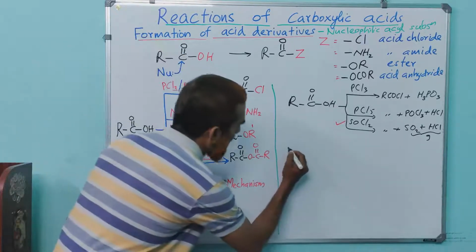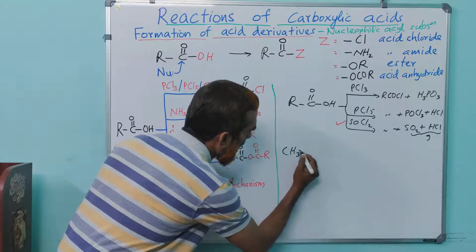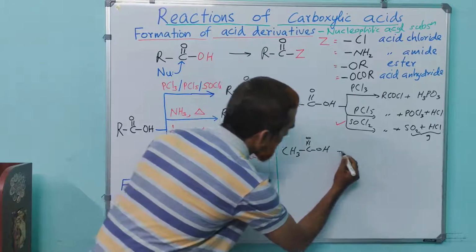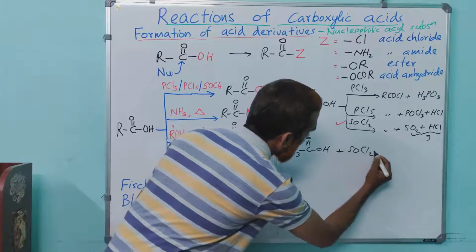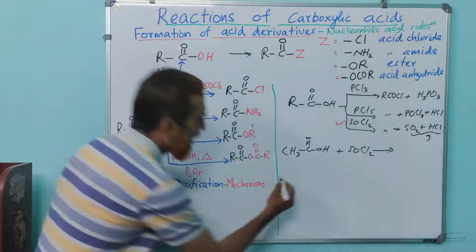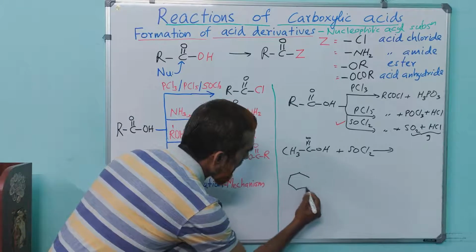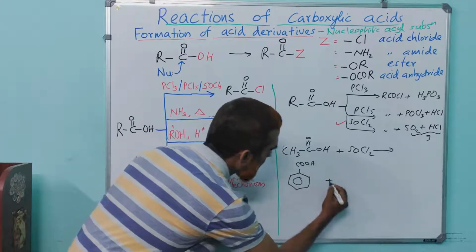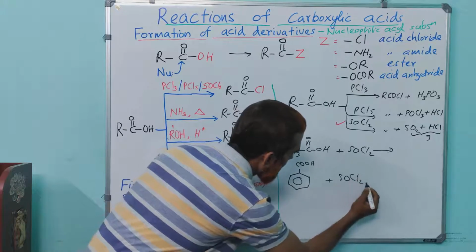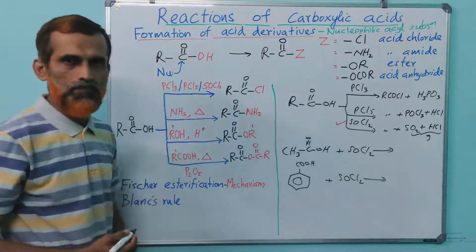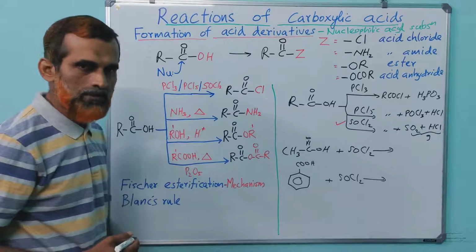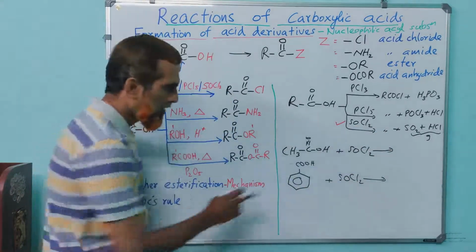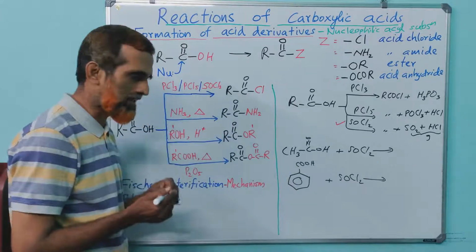Taking a specific example, you try to write the product of this. Acetic acid is treated with thionyl chloride, write the product. Another example, benzoic acid is treated with thionyl chloride. What are the products? You can complete easily, isn't it? Simple, OH to be replaced by Cl in both cases, and write the byproduct also.